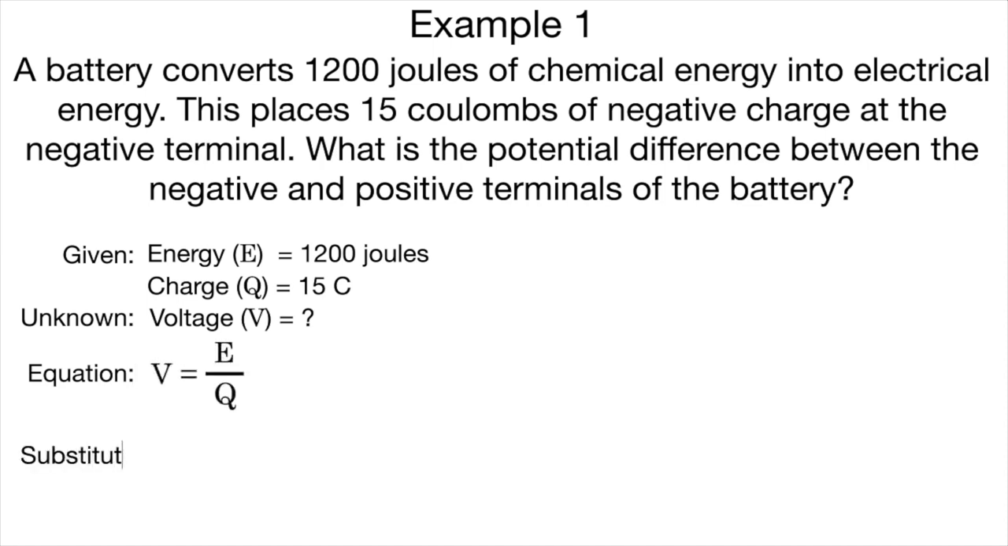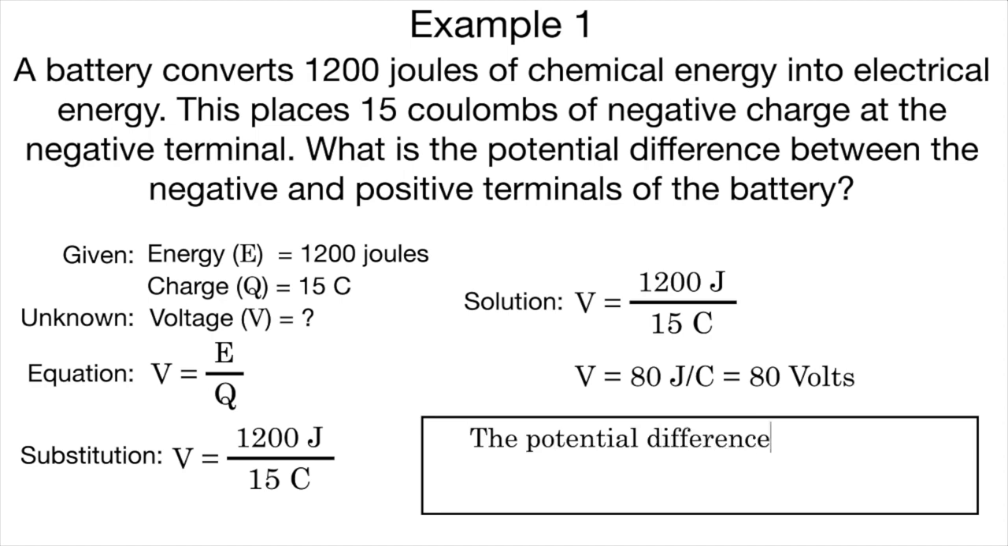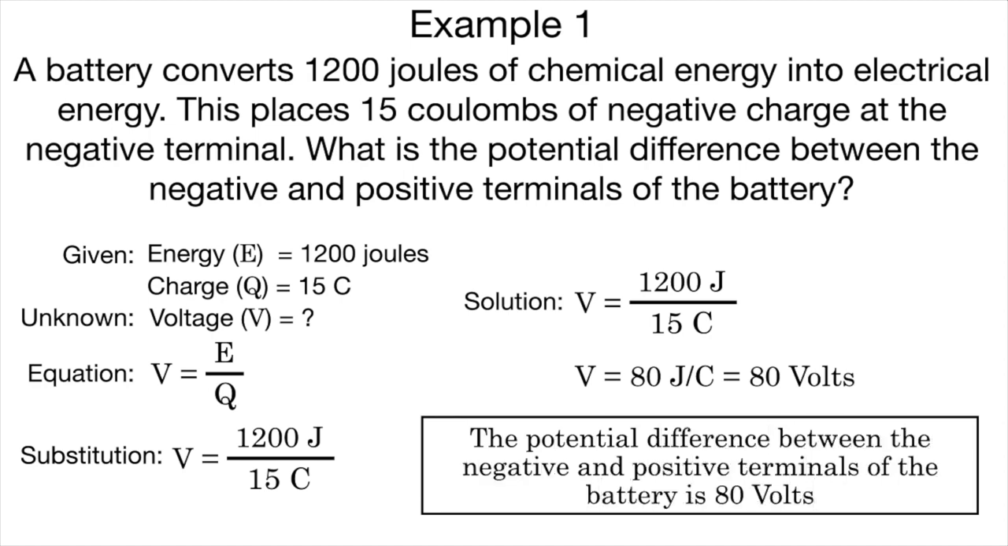Substituting this in, we can see that the potential difference will be 1200 joules divided by 15 coulombs. So our solution. V equals 1200 joules per 15 coulombs. So this gets us the potential difference is 80 joules per coulomb, or 80 volts. So we can write this as the potential difference between the negative and positive terminals of the battery is 80 volts.